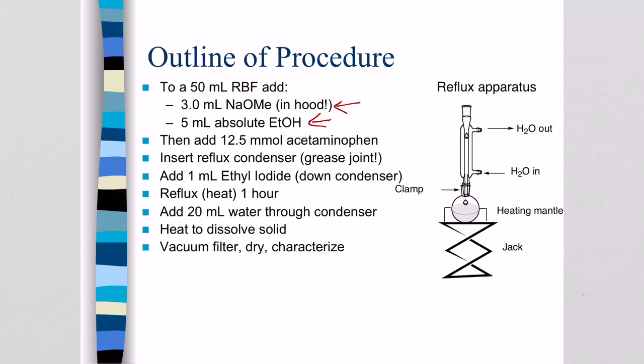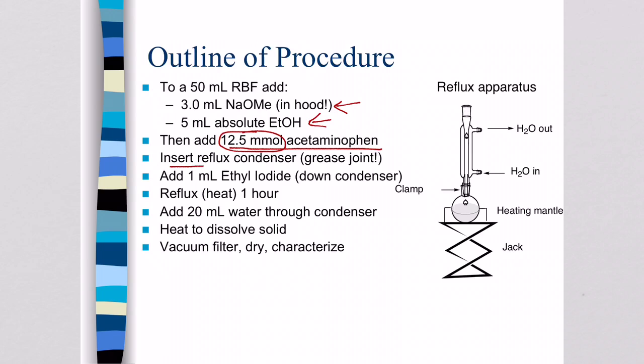Absolute ethanol is the kind of ethanol that has absolutely no water in it. So rather than being a 95% solution of ethanol in water, it is 100%. We're going to add to that the acetaminophen. Notice this is in millimoles and not in grams, so you're going to need to convert that to grams.